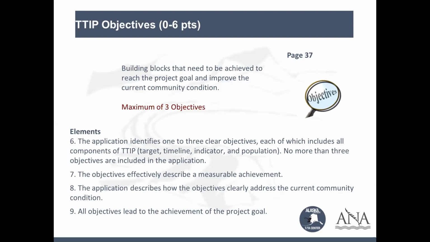Remember that the objectives themselves are the building blocks that need to be achieved to reach that project goal and improve the current community condition. For A&A, you can only have a maximum of 3 objectives for the entire project. So you can have up to a 3-year project, right? 12, 24, or 36 months. If you have a 3-year project, you can only have 3 objectives.